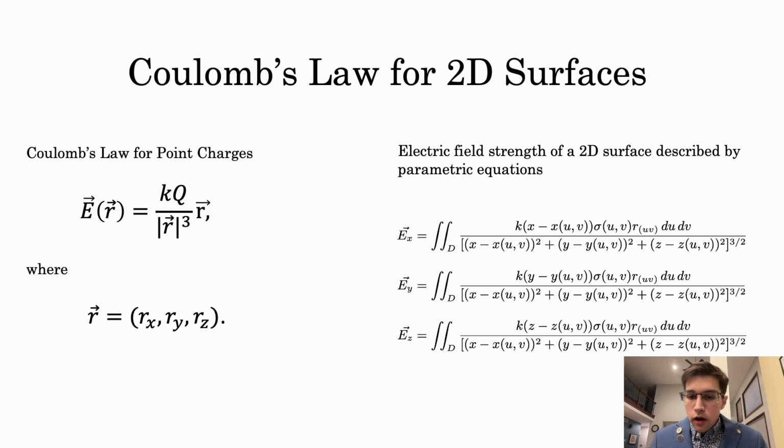Here we have our x, y, and z parametric equations described in the parametric equations, and our d represents our parametric bounds, so our u and v bounds. There is a whole derivation in my paper which will describe this in further detail.